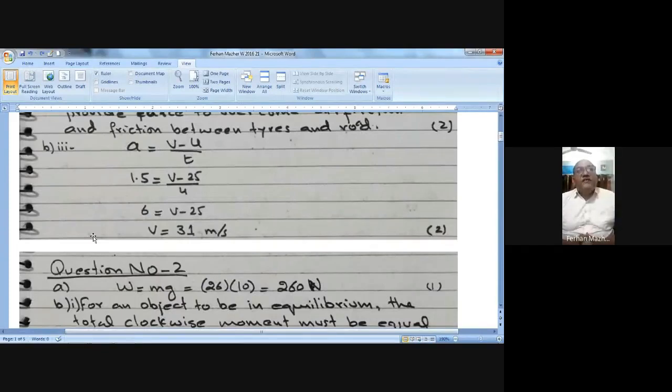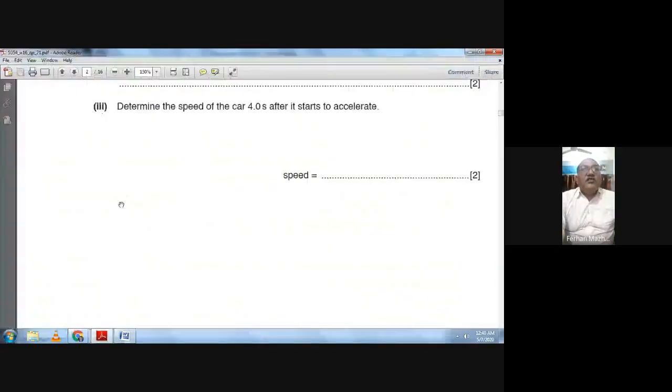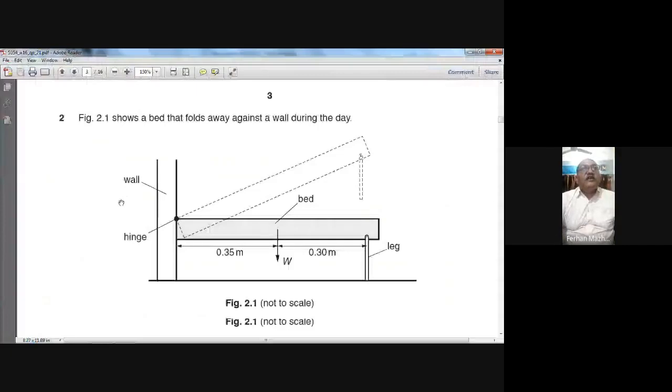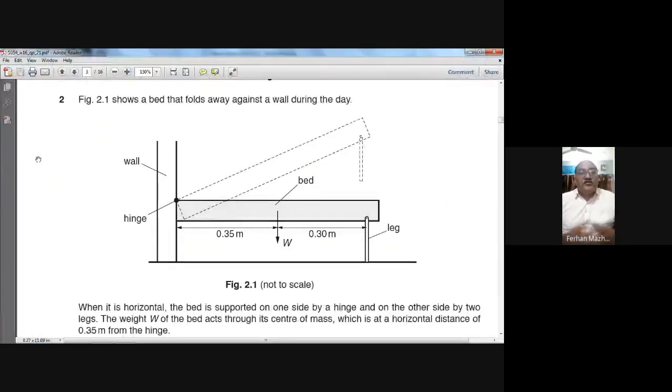So 1.5 equals v minus 25 divided by 4. 4 multiply 1.5 will give you the answer 6, and v minus 25. So v will be equal to 6 plus 25, and the answer will be 31 meters per second. So it's a two marks numerical. I hope you have understood. Okay, so we are moving to the next question here. On your screen, we have question number two.